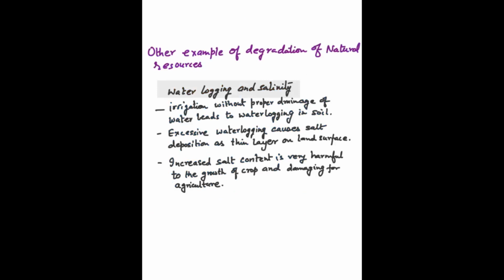Other examples of degradation of natural resources are waterlogging and salinity. Irrigation without proper drainage of water leads to waterlogging in soil, and excessive waterlogging can cause salt deposition, initially as a thin layer on the land surface. This increased salt content is very harmful for the growth of crops, and it reduces the fertility of soil and eventually damages agriculture and reduces the crop yield.